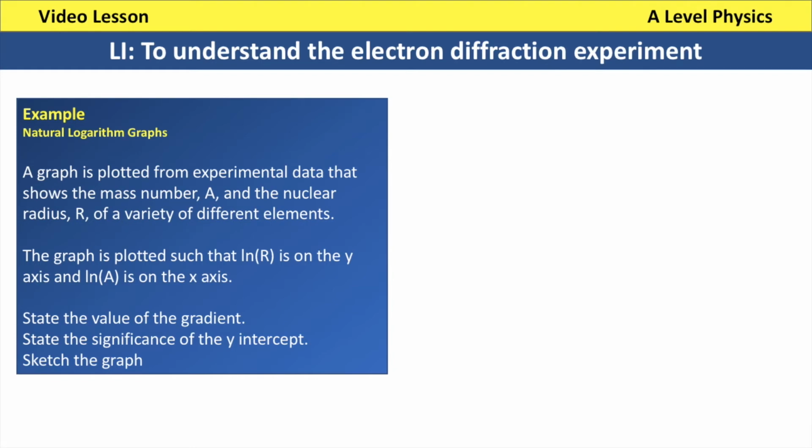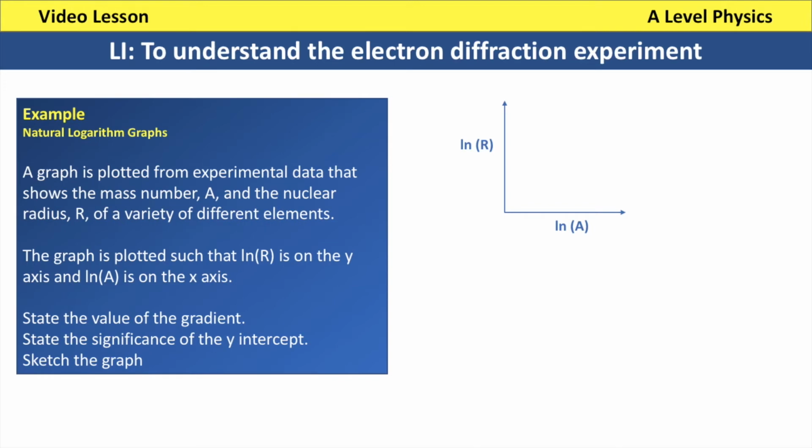So, a graph is plotted from experimental data that shows the mass number A and the nuclear radius R for a variety of different elements. The graph is plotted such that ln of R is on the y-axis and ln of A is on the x-axis. And then we have 3 questions. State the value of the gradient, state the significance of the y-intercept, and sketch the graph. So I'm going to just sketch the axes of the graph to begin with so that I know what I'm dealing with. I've got ln of R on the y-axis, ln of A on the x-axis.